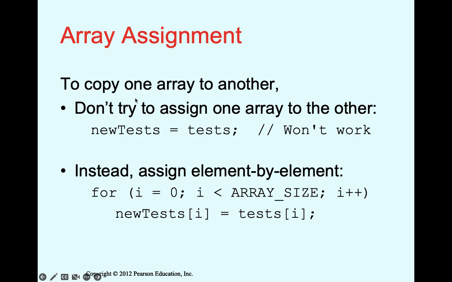If you want to copy one array to another, don't do this. Imagine you have two arrays. The first one is called tests, the second one is called newTests. Don't do this, it will not work. So how to copy the elements of these to the elements of these? You need to make a loop from 0 till less than the array size, and you copy every element here to every element here. So newTests[0] equals tests[0], and so on.